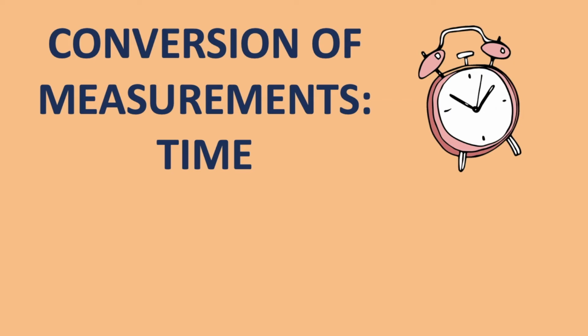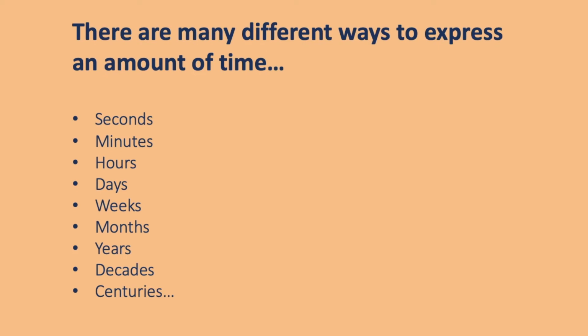Hi everyone, today I'm going to be talking to you about how to convert different units of measurement of time. There are a lot of different ways to express an amount of time, and you probably know all of them: seconds, minutes, hours, days, weeks, months, years, decades, centuries, and you could go on forever. But it's important to know how to convert between seconds and minutes or hours and days, so that you can figure out how long something will take you or how long you've been doing something.